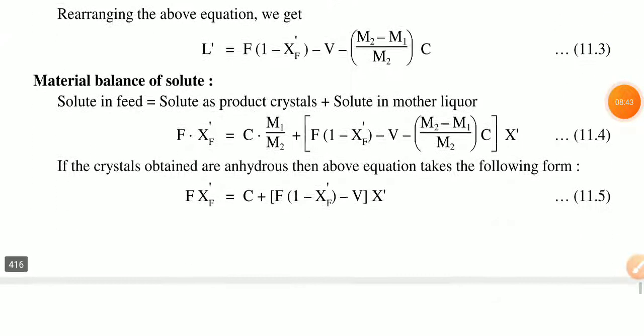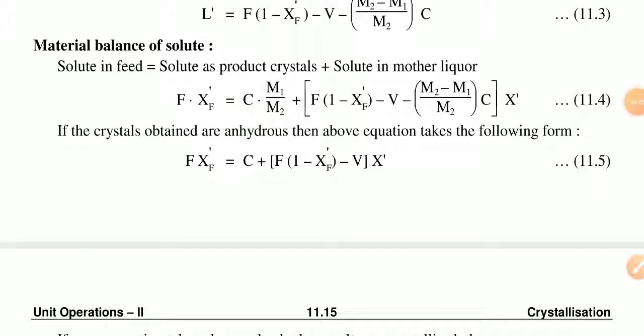Then, if the crystals obtained are anhydrous, the above equation takes the following form: F times X'F is equal to C plus F multiplied by (1 minus X'F) minus V, multiplied by X'. If the crystals obtained are anhydrous, the above equation takes this form: F times X'S is equal to C plus F multiplied by (1 minus X'F) minus V, multiplied by X'.